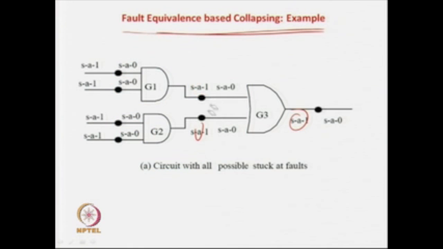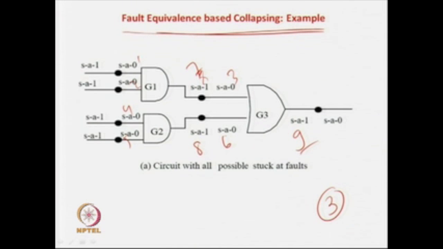So, how many have we saved in this case? Out of these, 1, 2, 3, sorry, this is 4, 5, 6, and this is say 7, 8, 9. So, 9 faults were there which you can be merging. Among these 9 faults we have kept only 3 of them. So, it is a 1/3 reduction that has been possible.